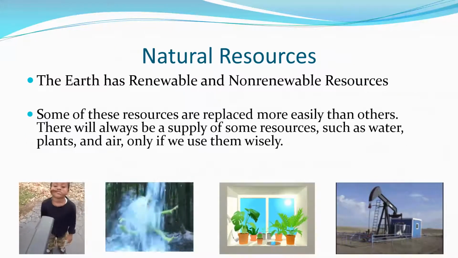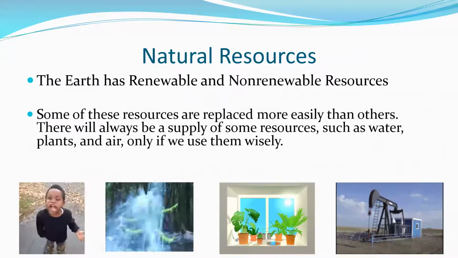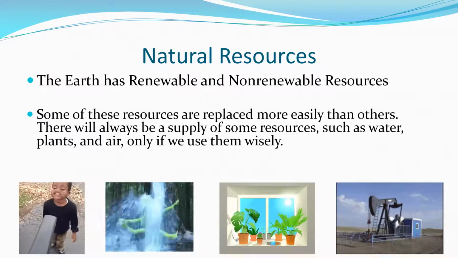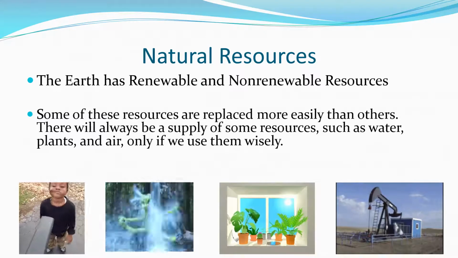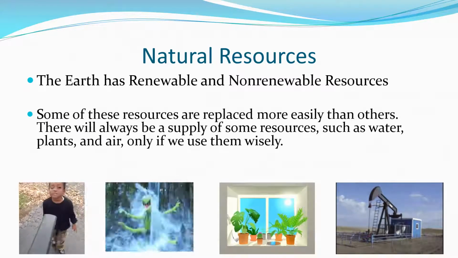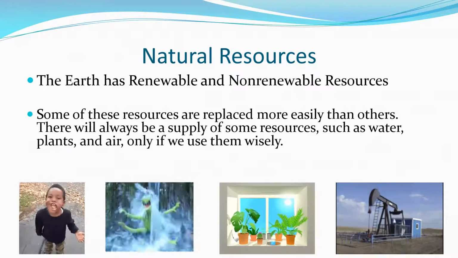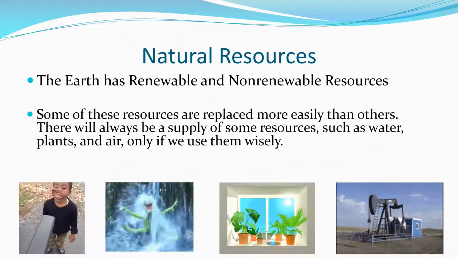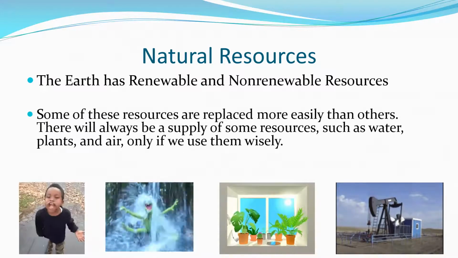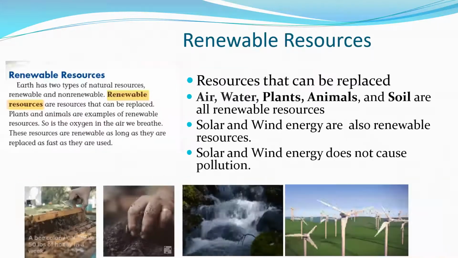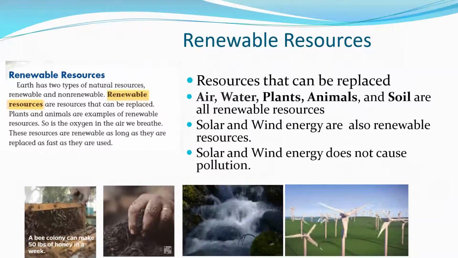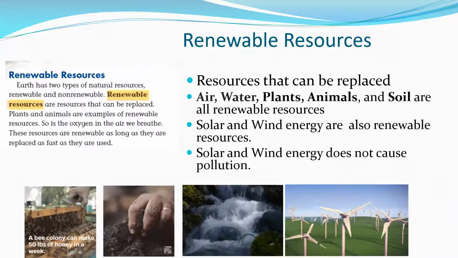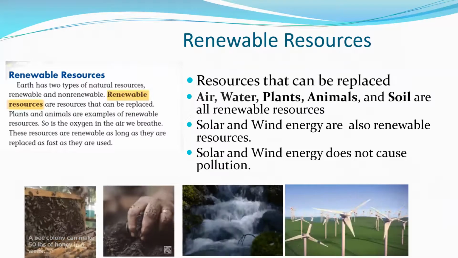So the earth has renewable and non-renewable resources. Some of these resources are replaced more easily than others. There will always be a supply of some resources, such as water, plants, and air, but only if we use them wisely. We have to conserve these, that way we don't run out. But as long as we're wise with them, we'll have plenty forever. So Earth has two types of natural resources. It has renewable resources and non-renewable resources.